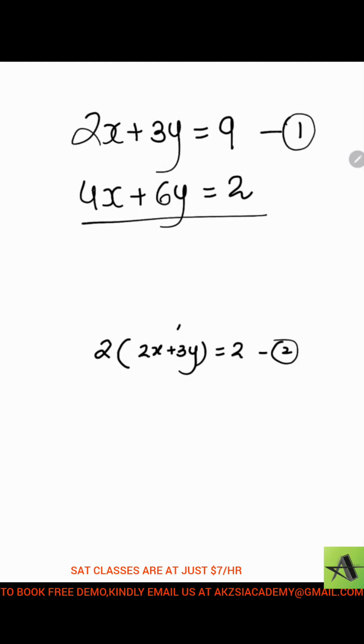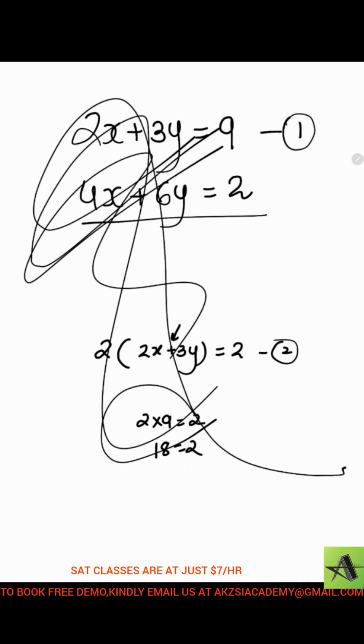I know 2x plus 3y is 9. So substituting here, you will get 2 into 9 equals 2. And is it possible that 18 equals 2? It's not possible at all. The common intersection doesn't exist. We cannot find a common value. So this will give you no solution at all.